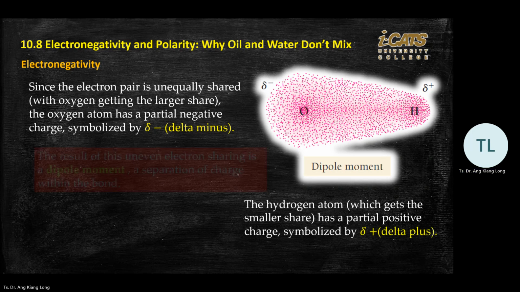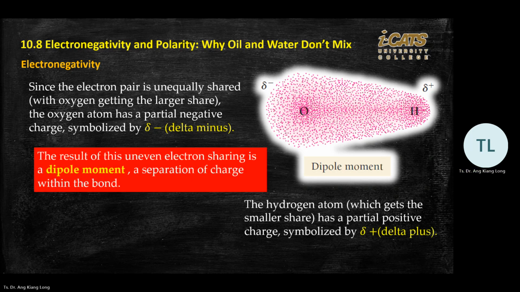This one you read. How a dipole moment can be formed is uneven electron sharing, because you have a positive pole and a negative pole, then you have this dipole moment.